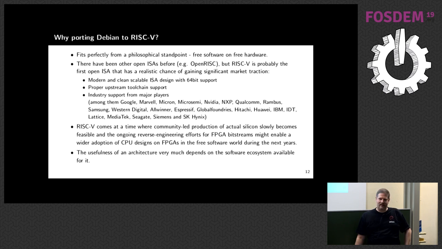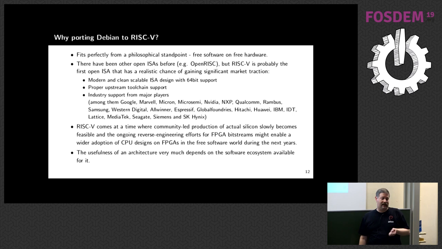The RISC-V ISA is probably the first open ISA that has a realistic chance of actually gaining mass market traction. There are a lot of companies supporting RISC-V right now, and things in the semiconductor industry are slowly changing. It's become slowly possible to actually have community-led chip production. It's still very much expensive, but things are changing in the industry, and within a few years, it might be possible to actually have community-led chip designs mass-produced.